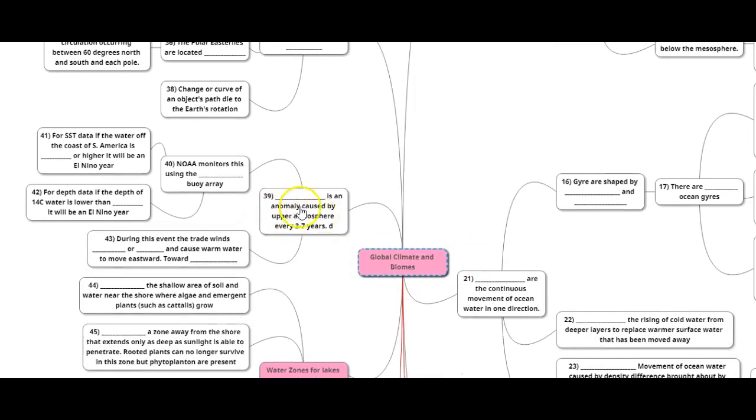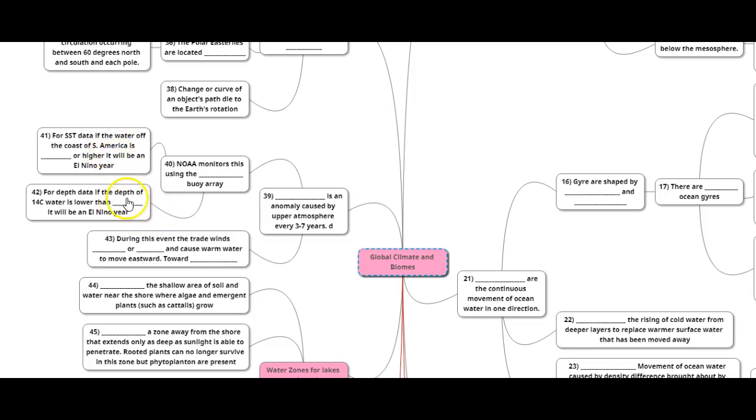Alright, over here, El Niño is an anomaly that occurs in the ocean and upper atmosphere every 3 to 7 years. NOAA monitors this by using the TAO buoy array. SST off the coast of South America is 24 degrees or higher. So as soon as you see 24.5, 25, 26 degree water off the coast of South America, you know it's going to be an El Niño year. There's also the depth data you could look at. Make sure that the 14 degree water is lower than 0 to 199. Anything above 200 is a normal year. Anything lower than 200 will be an El Niño year.